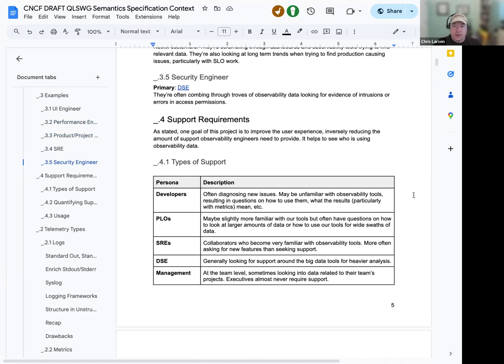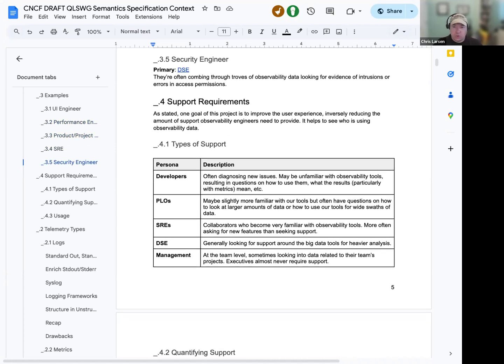And then we added some support requirements. In this document, I wanted to be able to tie back the reason we make these choices to the operators of observability systems. I've been running them for a long time now. And I know, always seeing all the questions that come in saying, what does this metric mean? Or how do I query for this? Or what's the right way to do this?